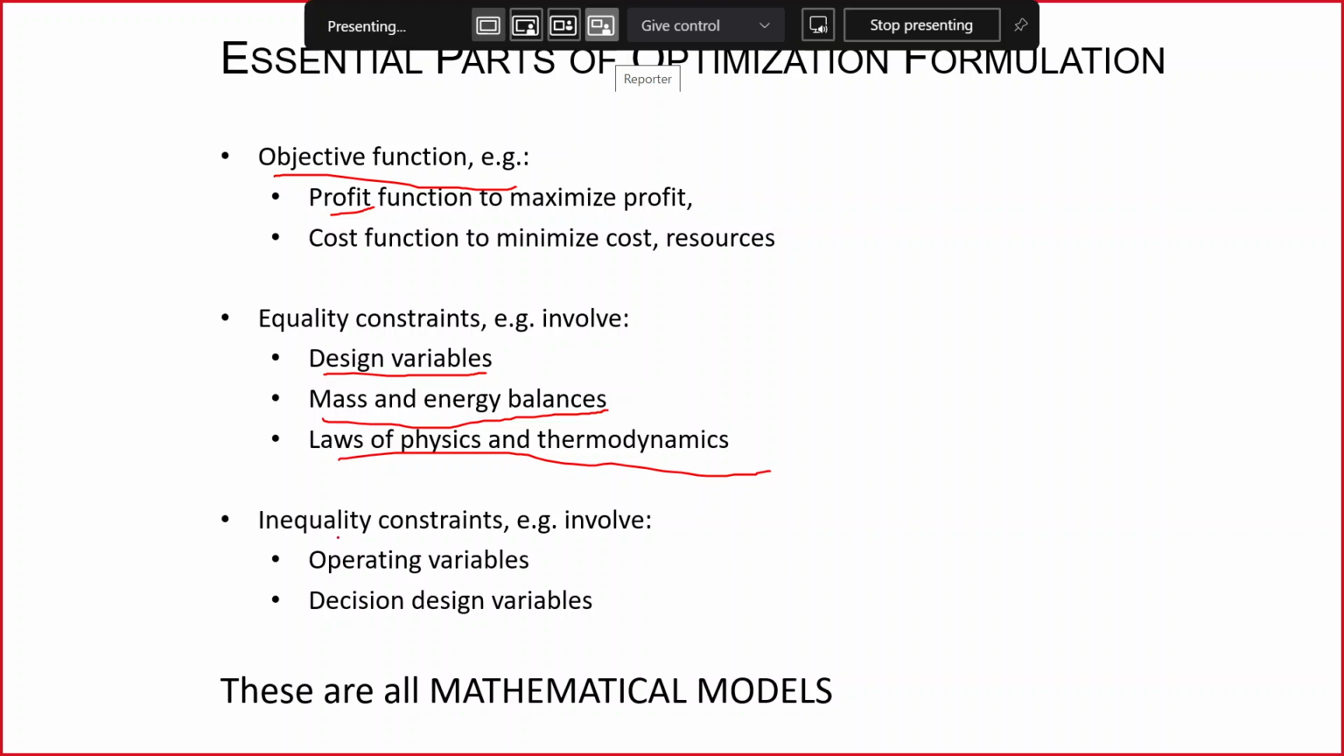And then we also have inequality constraints. Equality constraints means that it is equal. So inequality constraints are on the operating variables. For example, the feed flow rate should be bigger than a certain number, and lower than a certain number. That's basically the constraint. And for variables, for example, if we want to design the reactor, the length should be bigger than or equal to, and lower than or equal to a certain value.